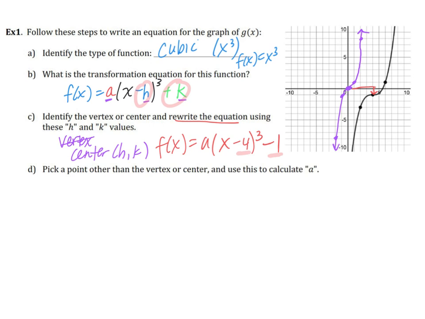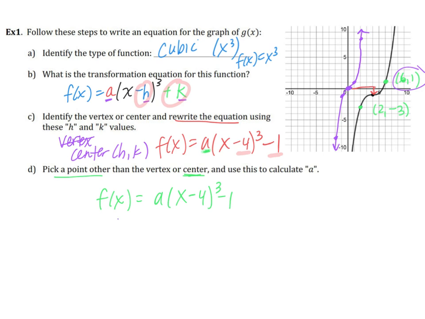Now, to get your a value, this is the harder part. To get our a value, we're going to choose a point other than the vertex, or the center in this case, and use it to calculate a. So I need to choose either this point here, which is 6, 1, or this point down here, which looks like 2, negative 3. Either one works. I'm going to take f of x equals a times x minus 4 cubed minus 1. I'm going to choose 6, 1 because it's all positive numbers.